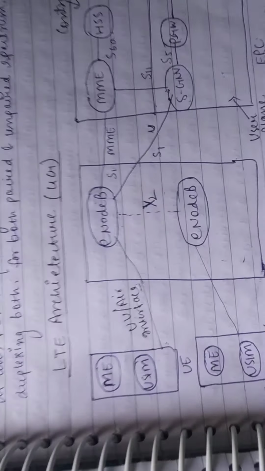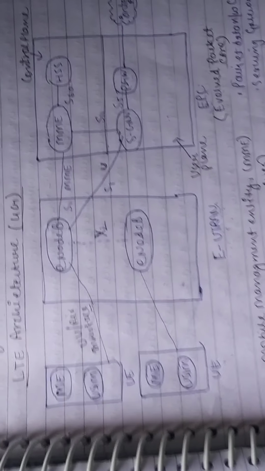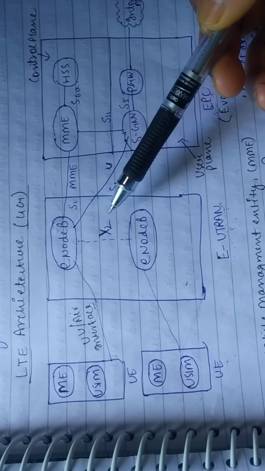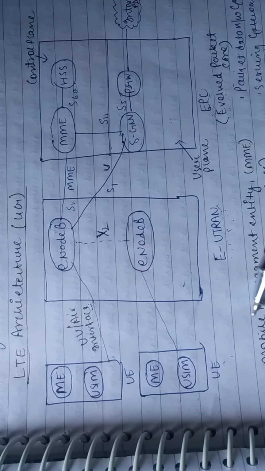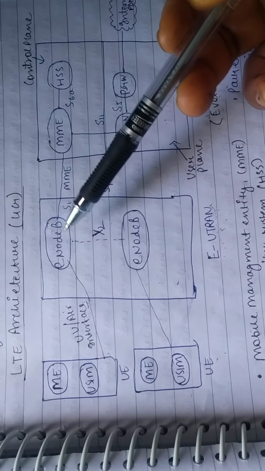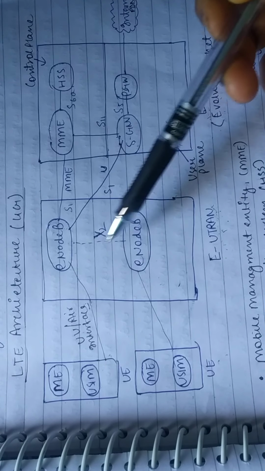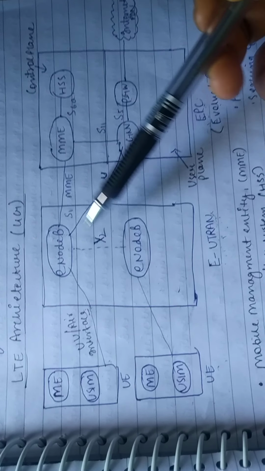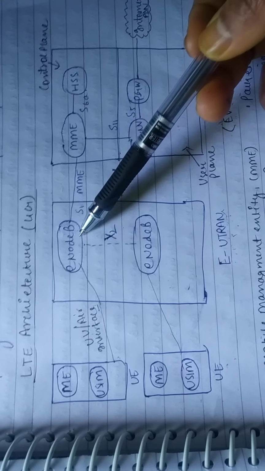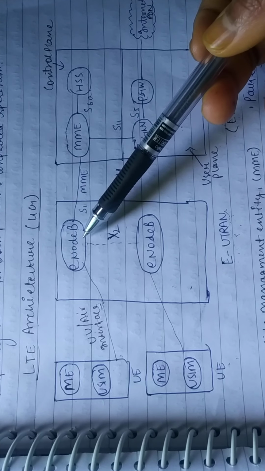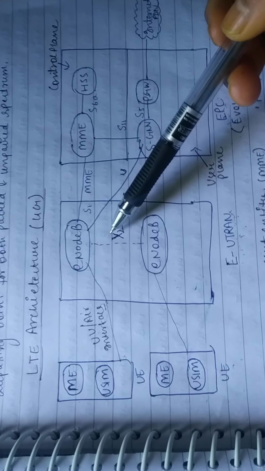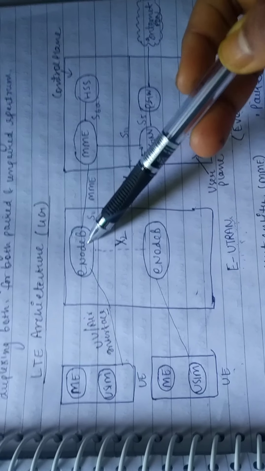This is the important thing: we don't have any controller here, as in the UMTS or GSM architecture. This E node B is similar to the BTS in the GSM system, and similar to the node B in the UMTS system, that is the 3G architecture. In 4G we have upgraded this and it is called evolved node B. There is no controller; all the control is done by this node only.